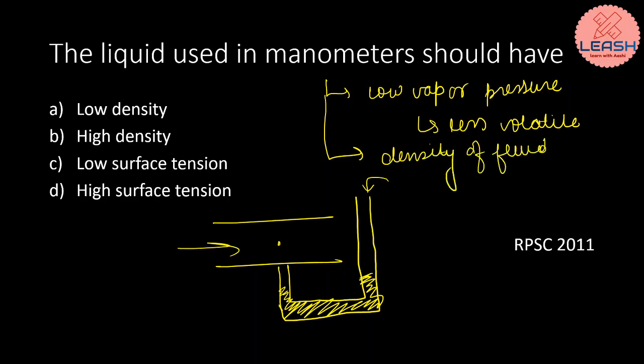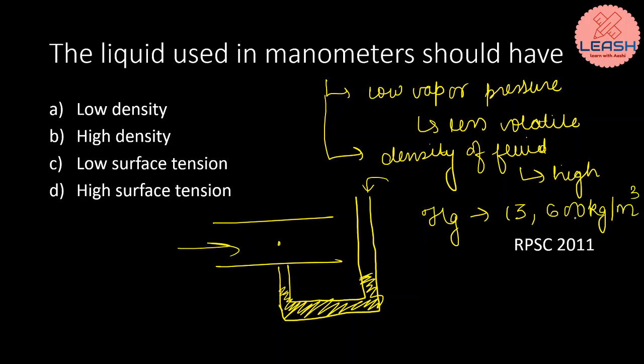The density of the fluid which is going to be used in a manometer should be high. Mercury has 13,600 kilogram per meter cube at standard conditions. Due to its heavy density, the fluctuation in mercury is less, so it is easy to read, even for high pressures. Because if you remember, P equals rho g h, so h and rho are inversely proportional. The higher the density, the less the corresponding fluctuation. It is easy to measure.